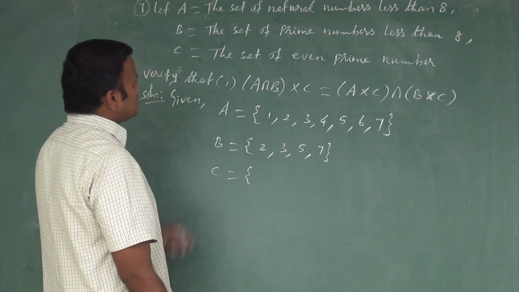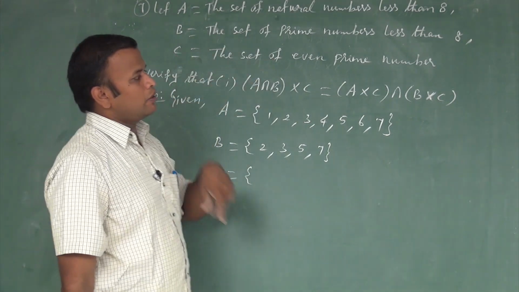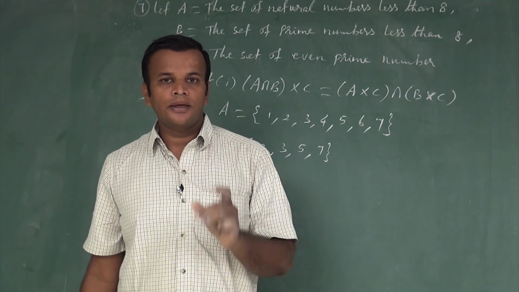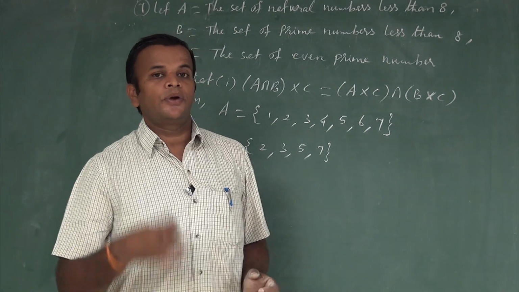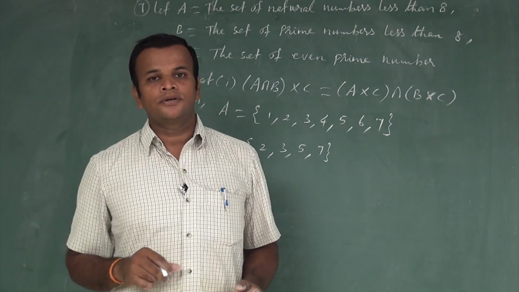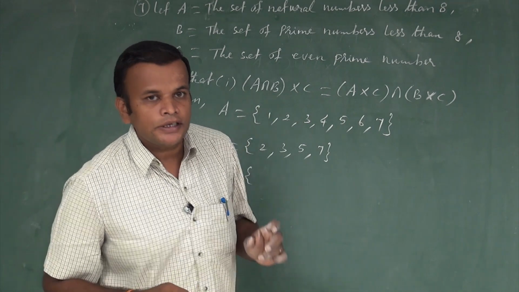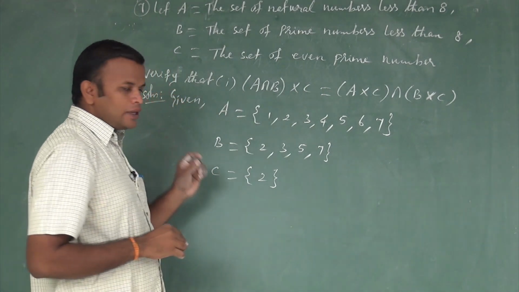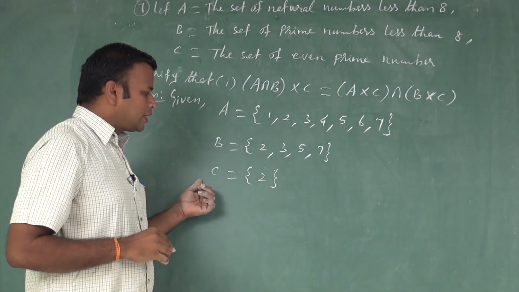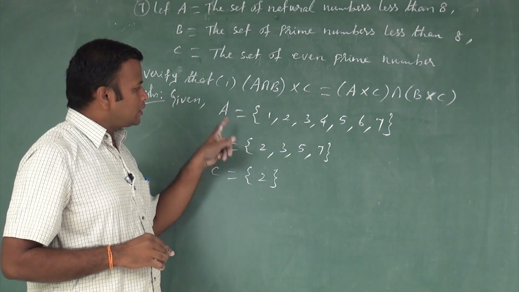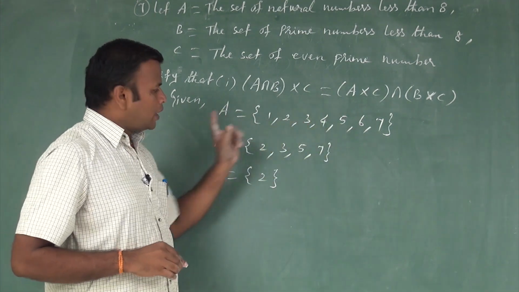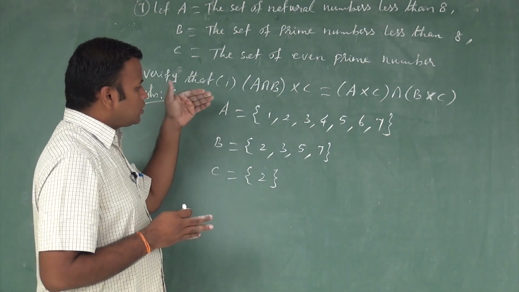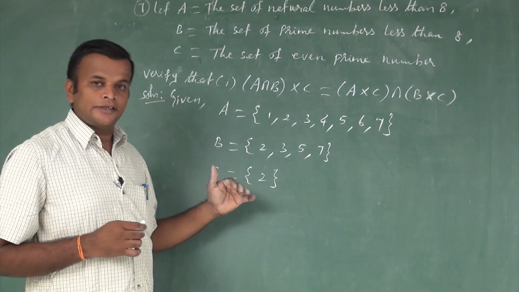And how is C defined? C is the set of even prime numbers. You already know from lower classes that there is only one even prime number. All prime numbers are odd except one number, and that number is 2. So 2 is the only even prime number. So the set C contains just one element, but A contains 7 elements and B contains 4 elements. So the first step is to find the individual sets A, B and C.